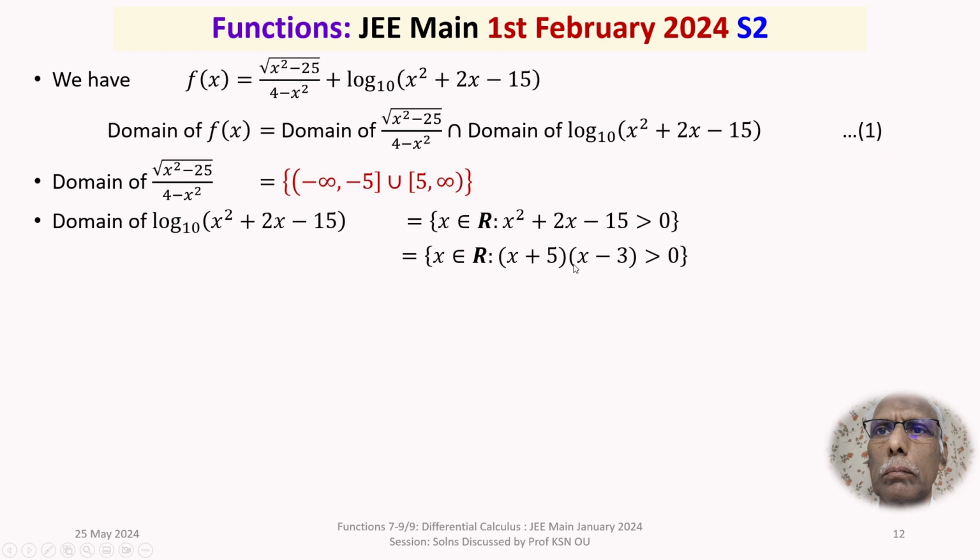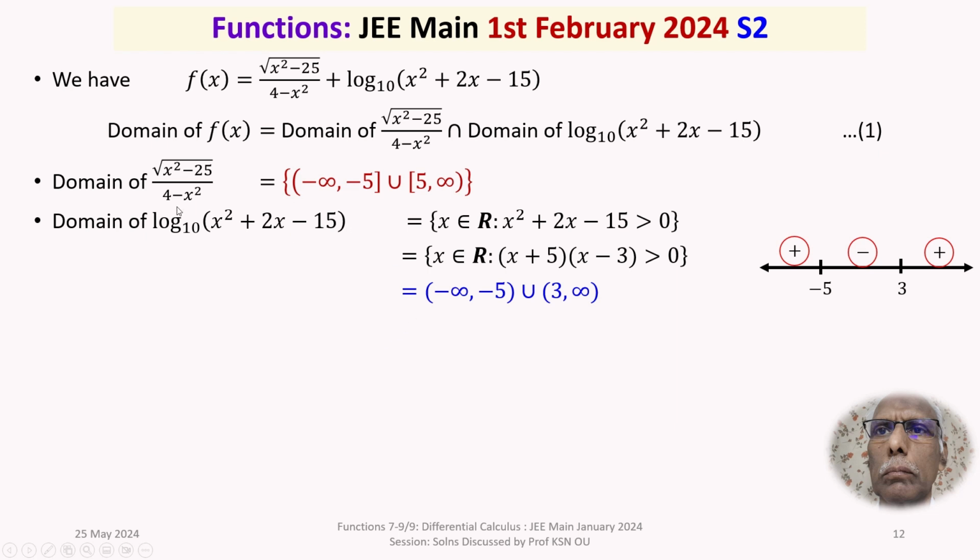See where (x plus 5)(x minus 3) is positive. This is minus 5, this is 3. When x is greater than 3, the product is positive, it is negative in this interval, and positive in minus infinity to minus 5. Since it is greater than 0, you will get open intervals: minus infinity to minus 5 union open interval 3 to infinity. Thus we got the domain of the logarithm of x square plus 2x minus 15 to the base 10.